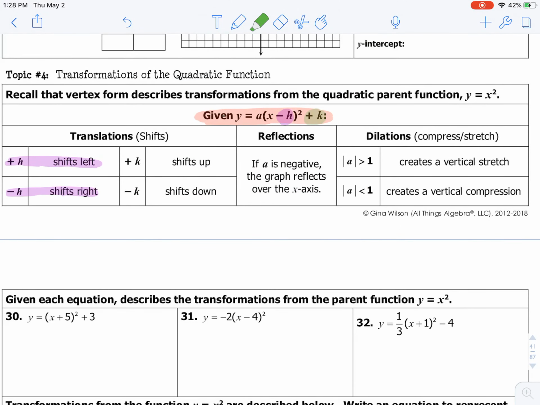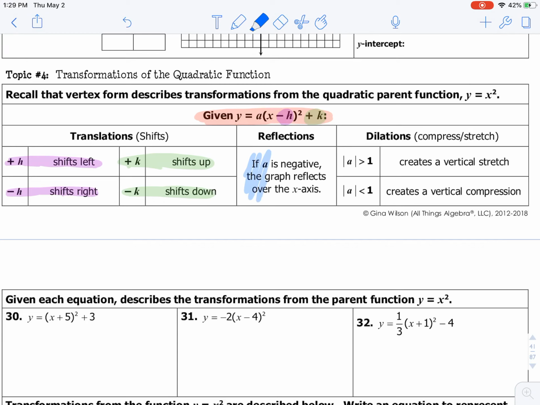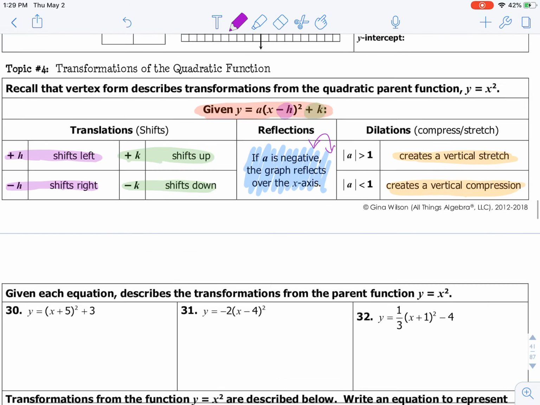That k out at the back tells me if I'm shifting up or if I'm shifting down. When a is negative, that graph is reflected over the x-axis, meaning that it's going to flip, and it's going to point down. And then we also have those vertical stretches and those vertical compressions. It's a lot easier if I use it on my calculator.